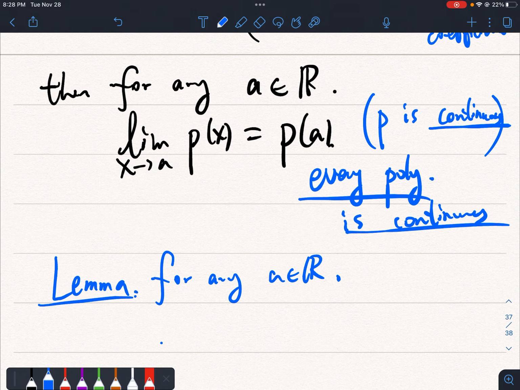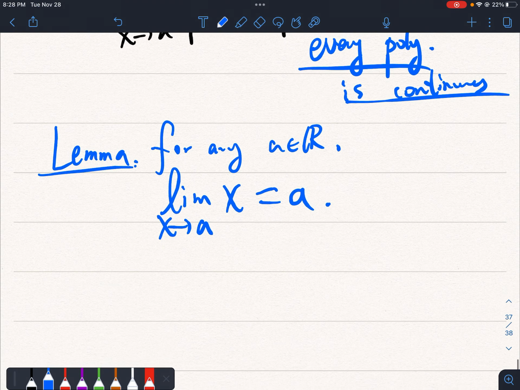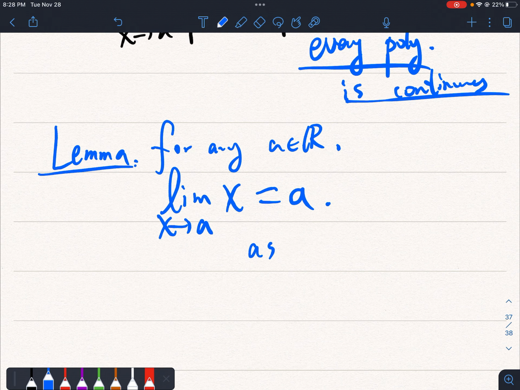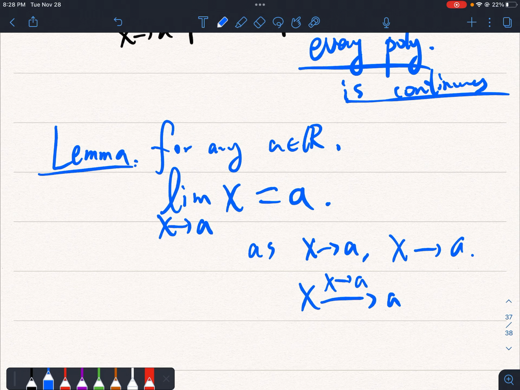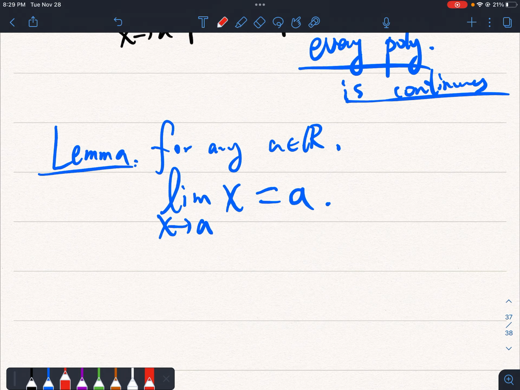You can show that for any a in R, the limit as x approaches a of x is a. This simply says that as x approaches a, x should approach a, right? This is trivial, but you have to prove it. So to prove it, how would you do it? Let me quickly prove it.